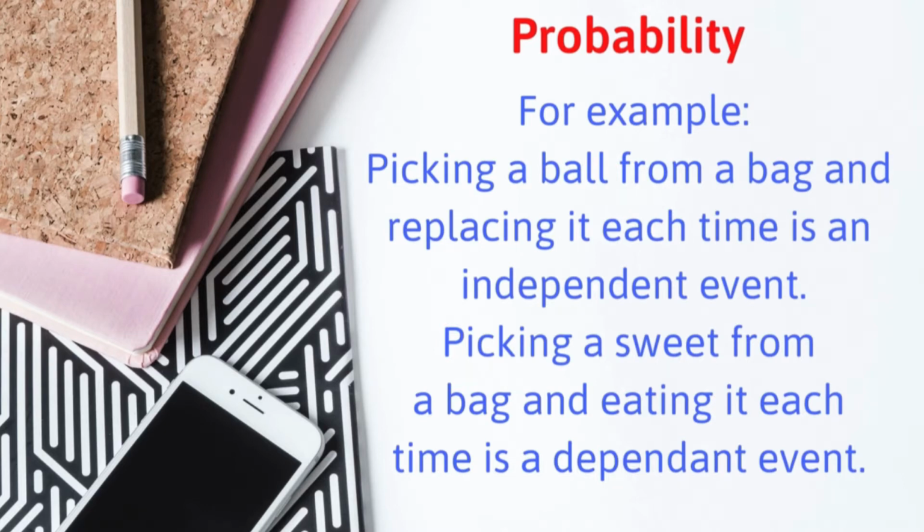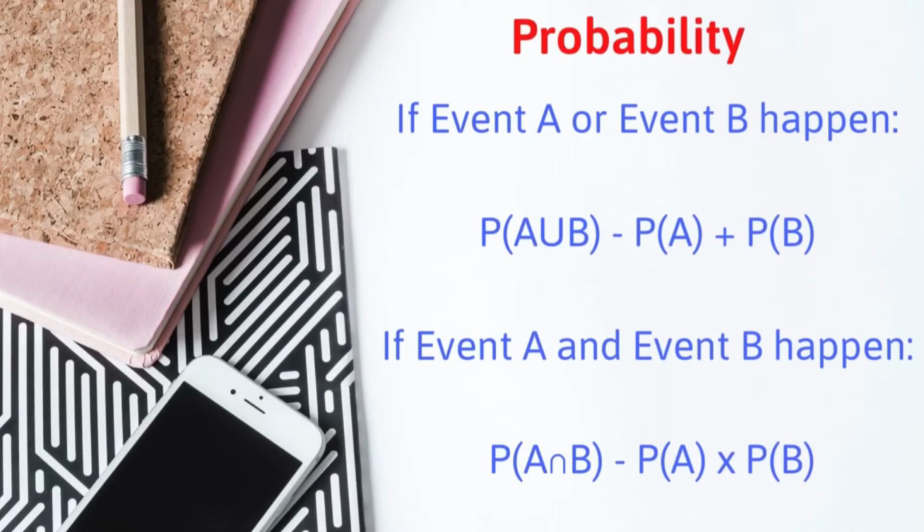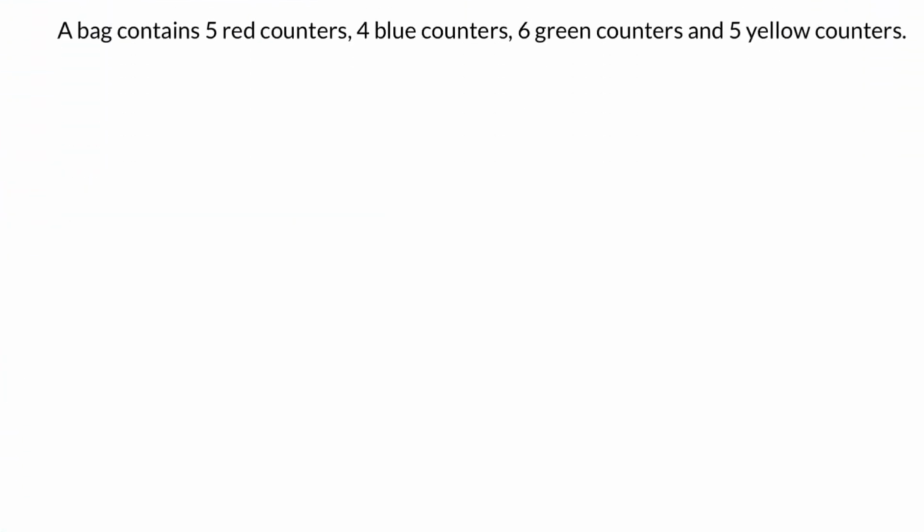However, if you select a red sweet from a bag and eat it, the probability of selecting another red sweet will change the second time round because there's now less sweets in the bag, so these events are dependent on each other's outcome. To calculate event A or event B happening, we add together the probabilities of each one occurring. To calculate event A and event B happening one after the other, we times the probabilities together. Sometimes the questions are asked with these symbols you can see on screen, so you need to know which one is which. I remember the AND symbol as an N, which is in the word AND. Let's have a look at an example.